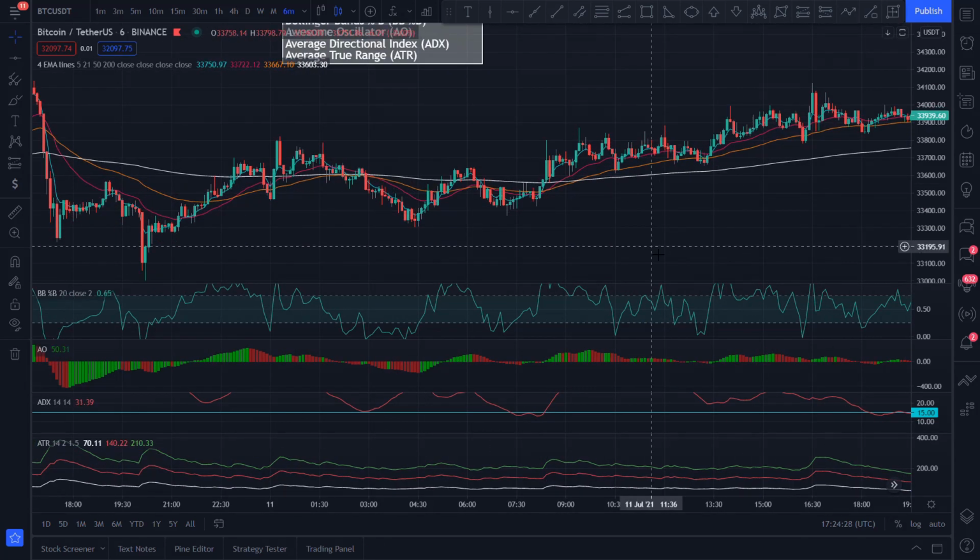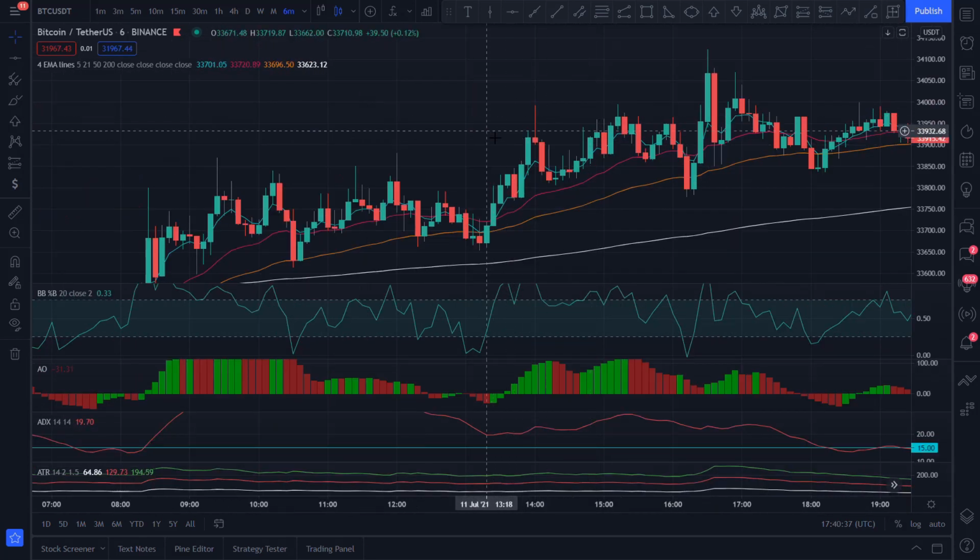And now let's look at a long example. For a long position, first you will need to see the 50 EMA above the 200. After that, we are looking for the trigger candle. The trigger candle is going to be when the 5 exponential moving average crosses above the 21. As you can see, it's going to be this candle.